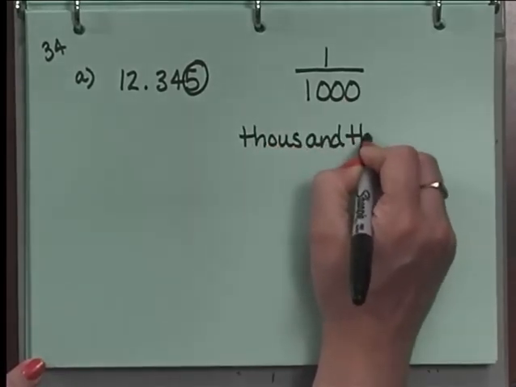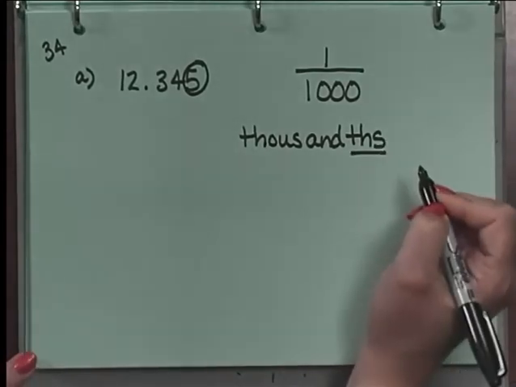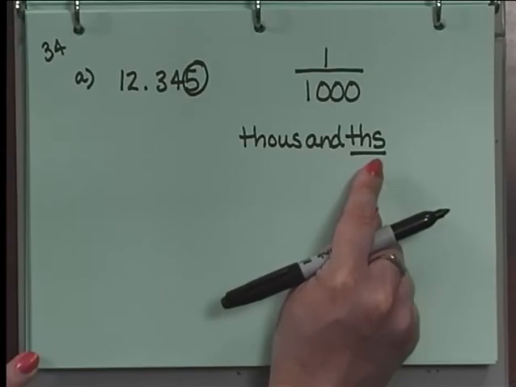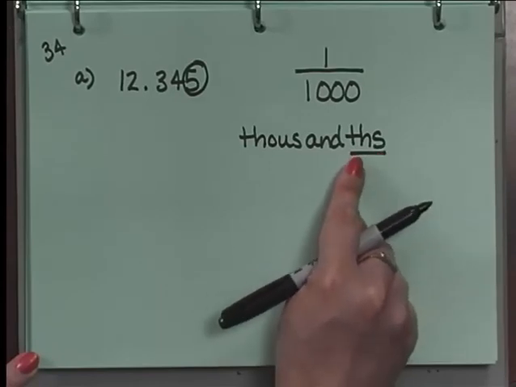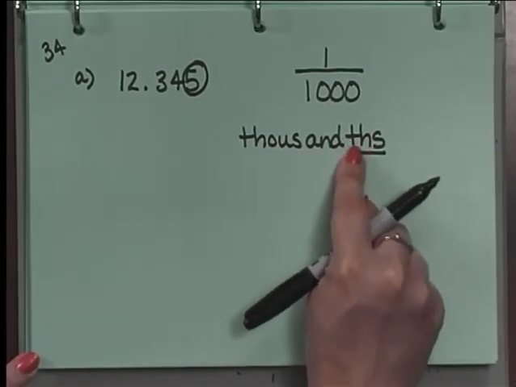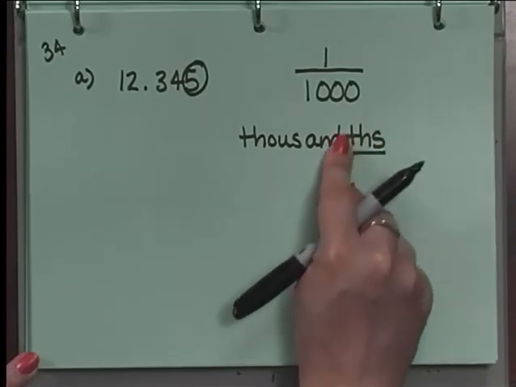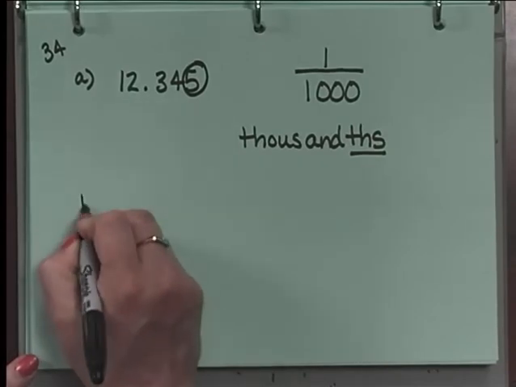Now notice how I'm writing the word thousandths. It has a THS on the end of it. So this is telling you that you have a decimal place value. THS will occur on the end of all decimal place values.